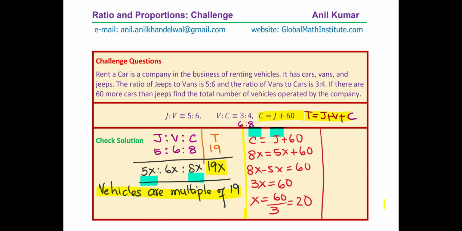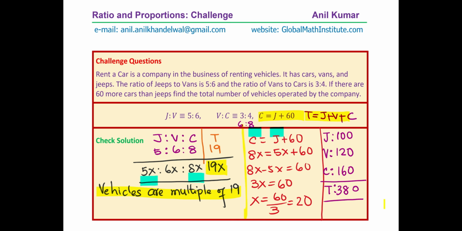So let me write down all the numbers just for the benefit. Sometimes the questions could ask something else. So how many jeeps? How many vans? How many cars? And what is the total? Can you tell me now? 20 times 5 is 100, right? How did we get this? We get this by multiplying by 20, right? 5 times 20. And 6 times 20, 120. And the cars will be 8 times 20. 8 times 2, 16, 160. You get the idea? And if you add them up, you get 19 times 20, which is how much? 380. You get the idea?